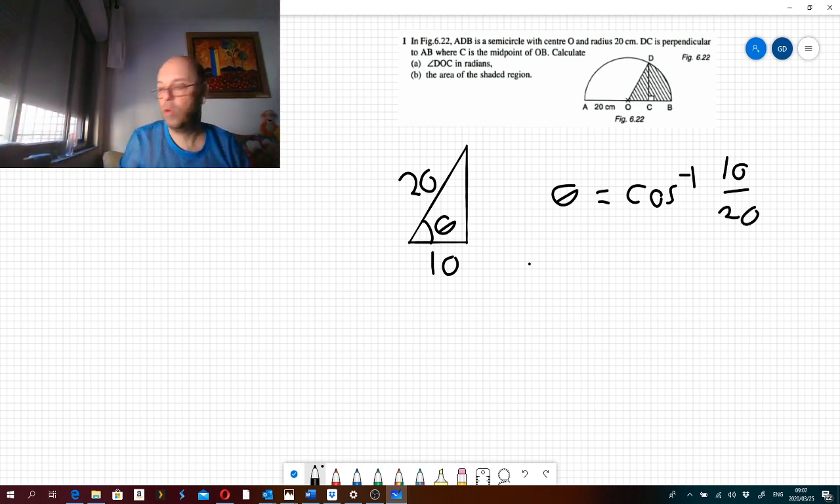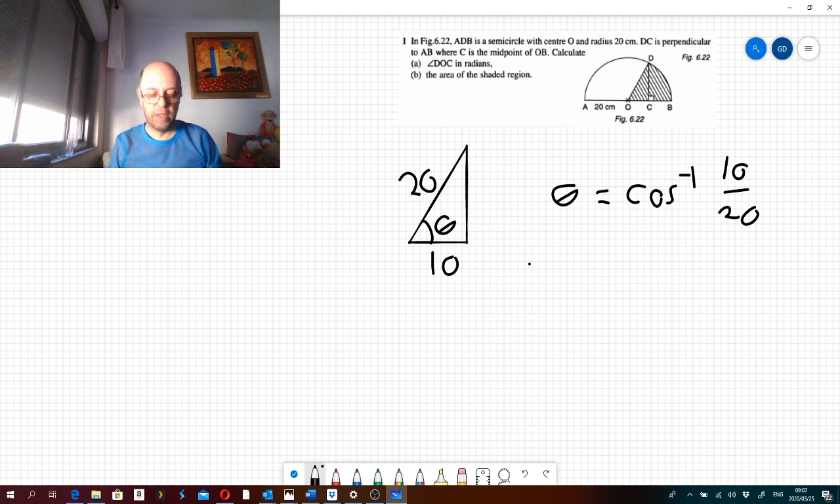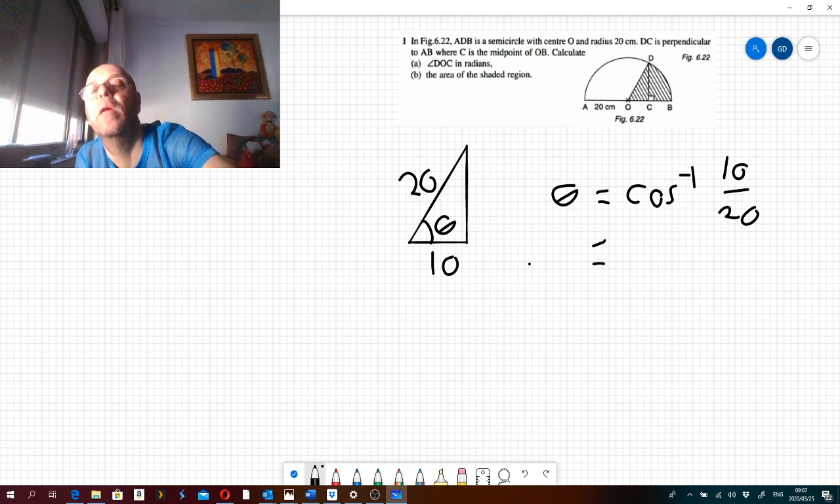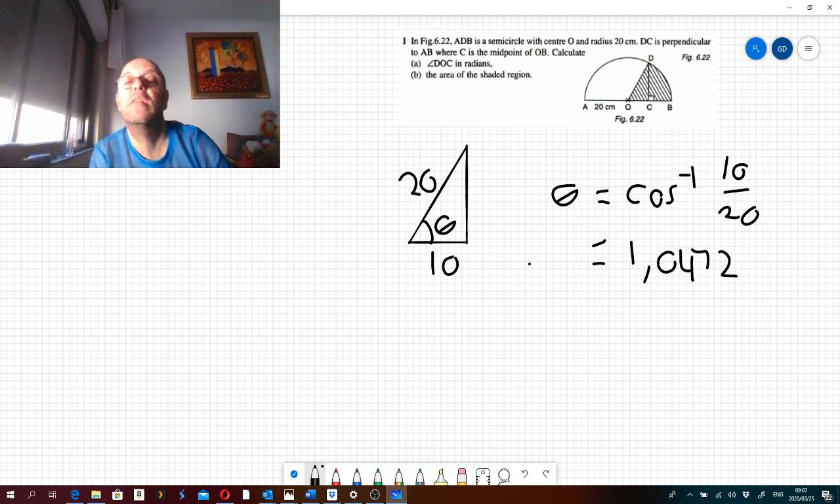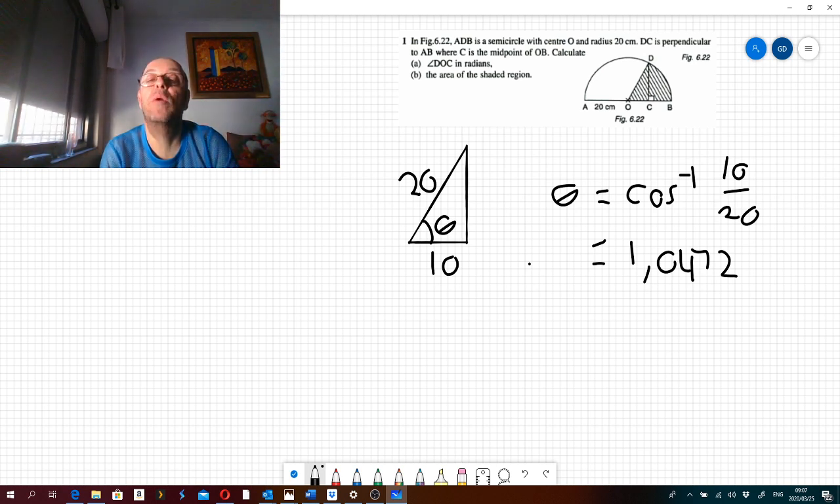Now remember we want to be working in radians, so let me just get my calculator here, and we're going to find a value in radians for that angle. So a half and inverse cos gives us 1.0472. And of course we normally just need two significant figures or 3 if necessary, so 1.04 would be fine, or 1.05 would be fine for this.